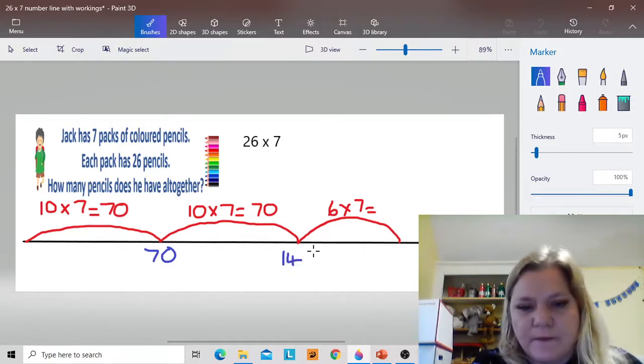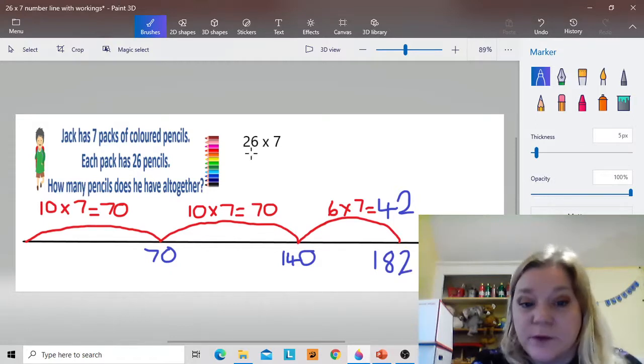140. 6 times 7 equals 42. So we add the 42 onto the 140, which gives us a final answer of 182. So 26 multiplied by 7 equals 182.